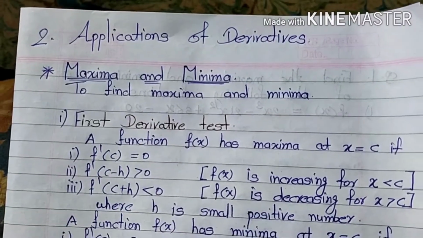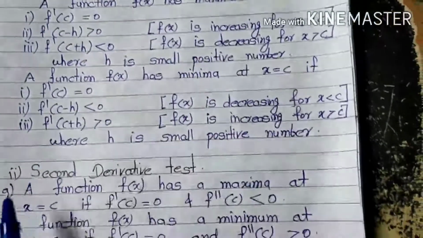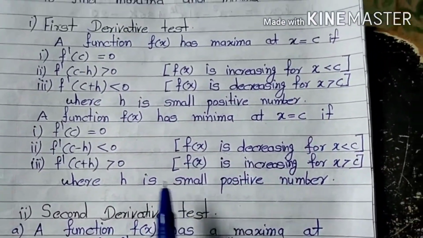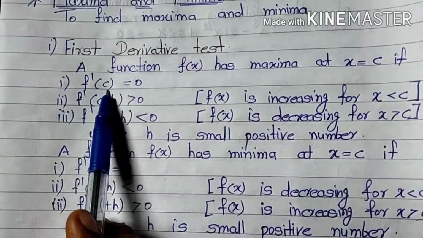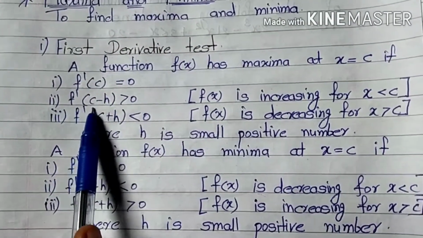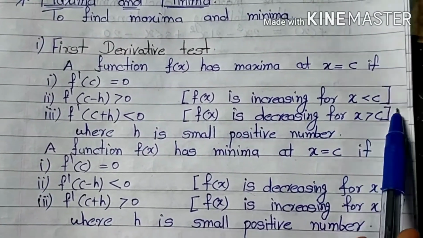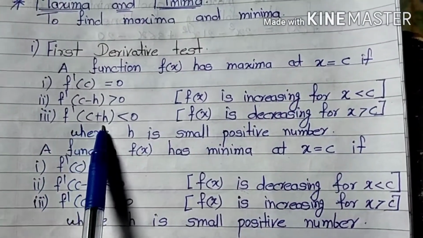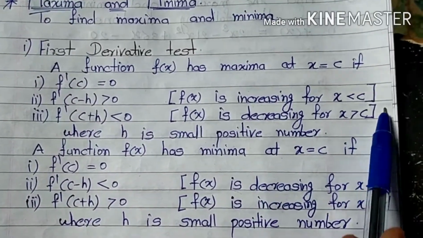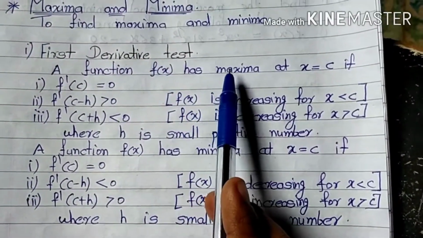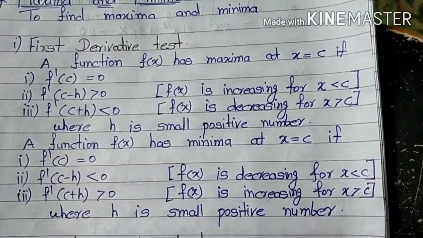To find maxima and minima there are two tests. The first test is the first derivative test and the second is the second derivative test. So what is this first derivative test? If f dash of c equals 0, second, f dash of c minus h is greater than 0 where f of x is increasing for x less than c, and third, f dash of c plus h is less than 0 where f of x is decreasing for x greater than c, then that function is called a maximum function at x equal to c, where h is a small positive number.